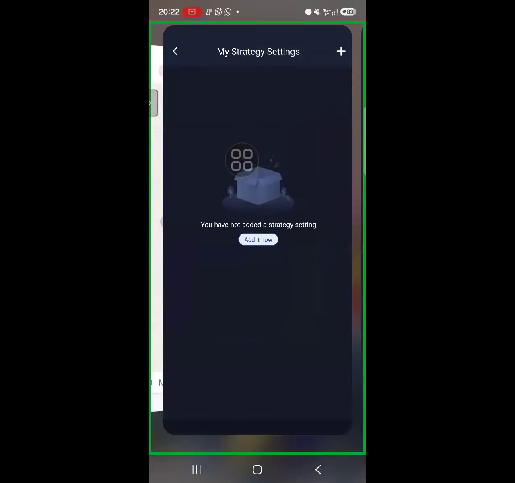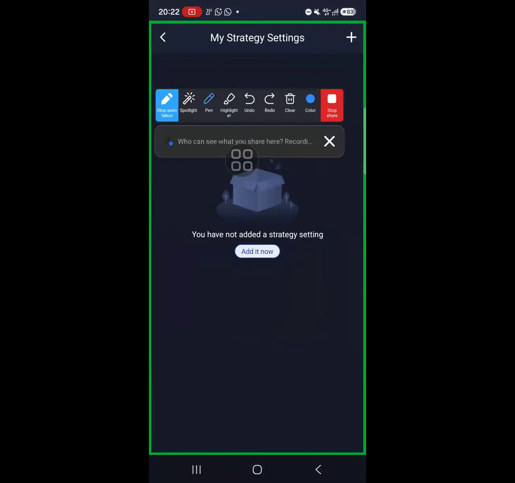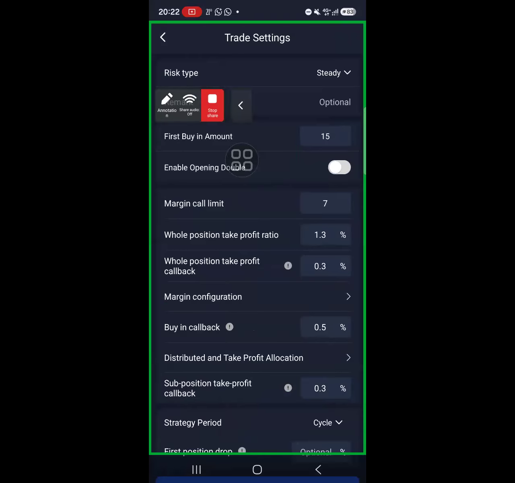Okay. Let's go back. Now, I'm going to tap on the add it now. So when I tap on the add it now, this is the page that is going to come. On this page, you can see by default, according to RoyalQ, these are recommendations that are coming with RoyalQ in default settings.